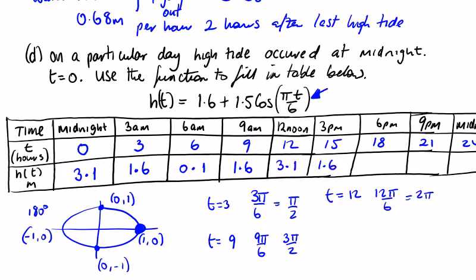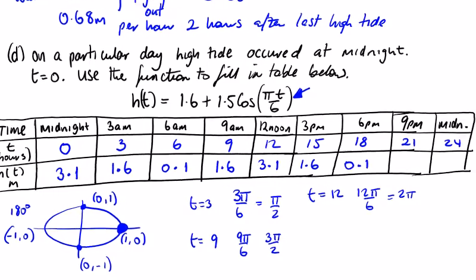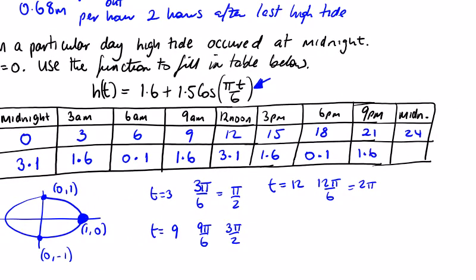This has to be 1.6 because we are going up 3 pi over 6. We're going pi over 2 each time. So we're rotating around the unit circle 90 degrees each time. So this would have to be 0.1. 1.6 and 3.1.